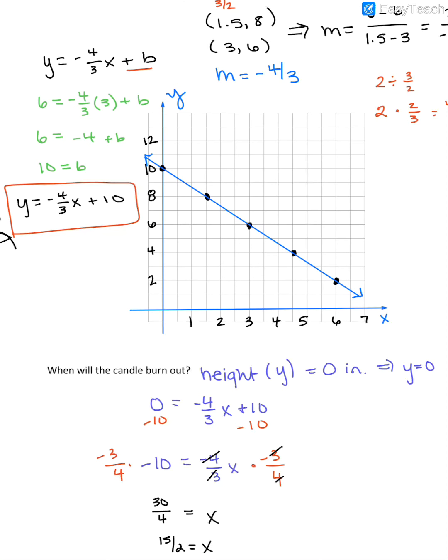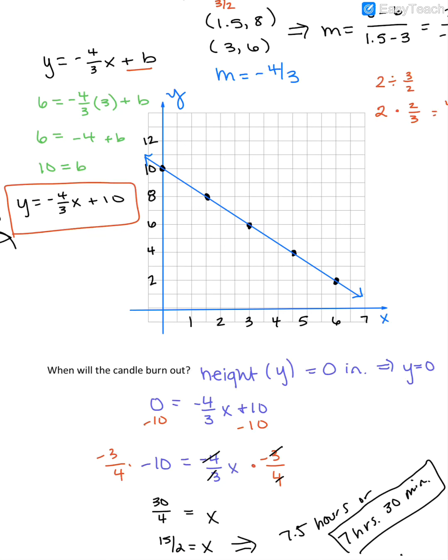So the time is going to be 15 halves, but that's actually going to be 7.5 hours, or 7 hours and 30 minutes. Don't mistake that for 7 hours, 5 minutes or 7 hours, 50 minutes. It's 7.5, and 0.5 of an hour is actually 30 minutes. So 7 hours and 30 minutes, that's when that candle is going to run out.